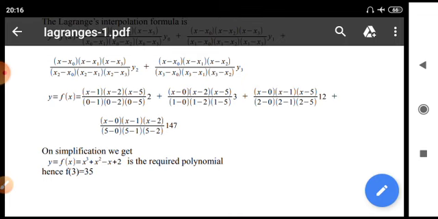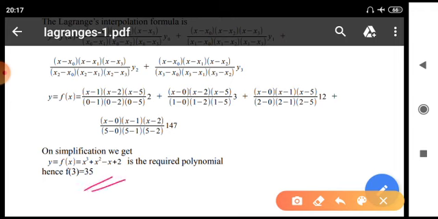How to get f of 3 from f of x? We have to substitute x as 3. So what we get is 3 cube plus 3 square minus 3 plus 2, which becomes 35. Thus the value of f of 3 is 35.